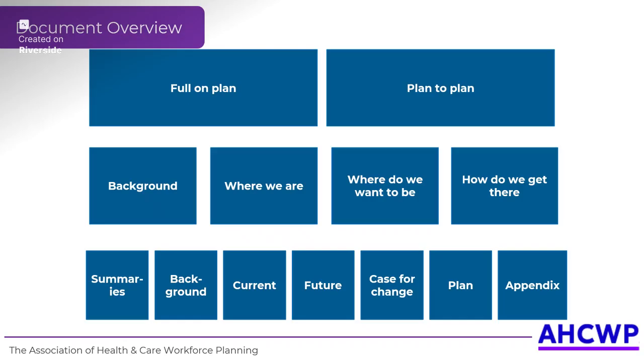More detail than that, then the document needs to consider summaries at different times, which we'll talk about in a second. It should include the background to the work, the current, the future, the case for change. So why are we changing? It's one of the key elements for change management: why are we changing? The individual plan, and then a number of appendices. And it's those we'll talk about now in terms of those different elements to what should be included in each of those.